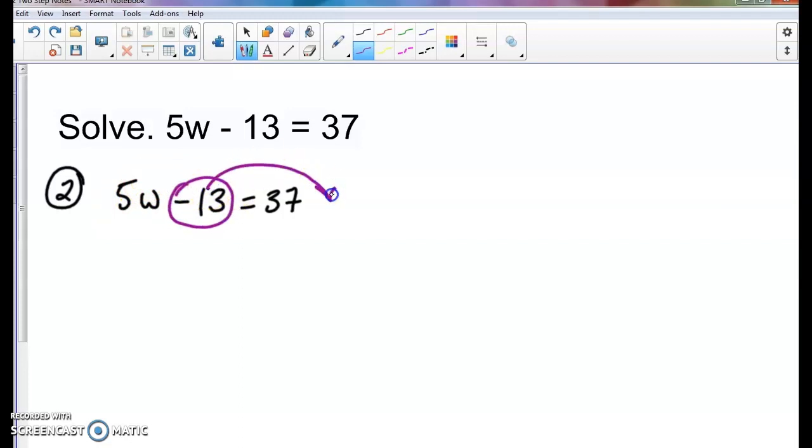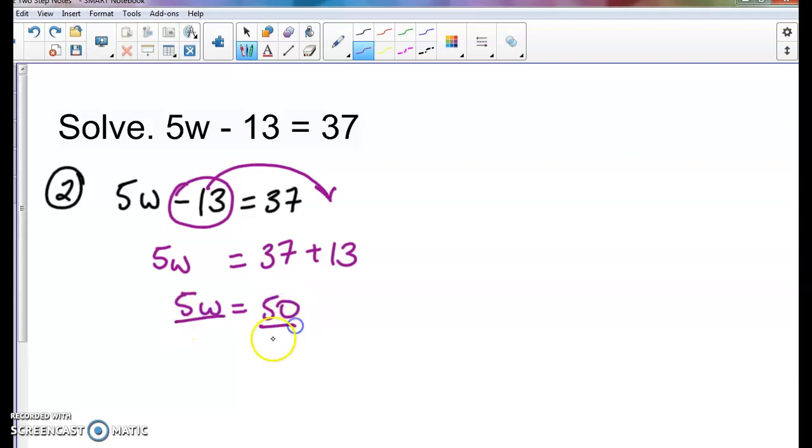Transpose my minus 13 over there. And now, for the left side, we're going to keep our 5w. 37 drops down, our equal sign drops down, and our minus 13 becomes a plus 13. 5w equals, and now 37 plus 13 is 50.